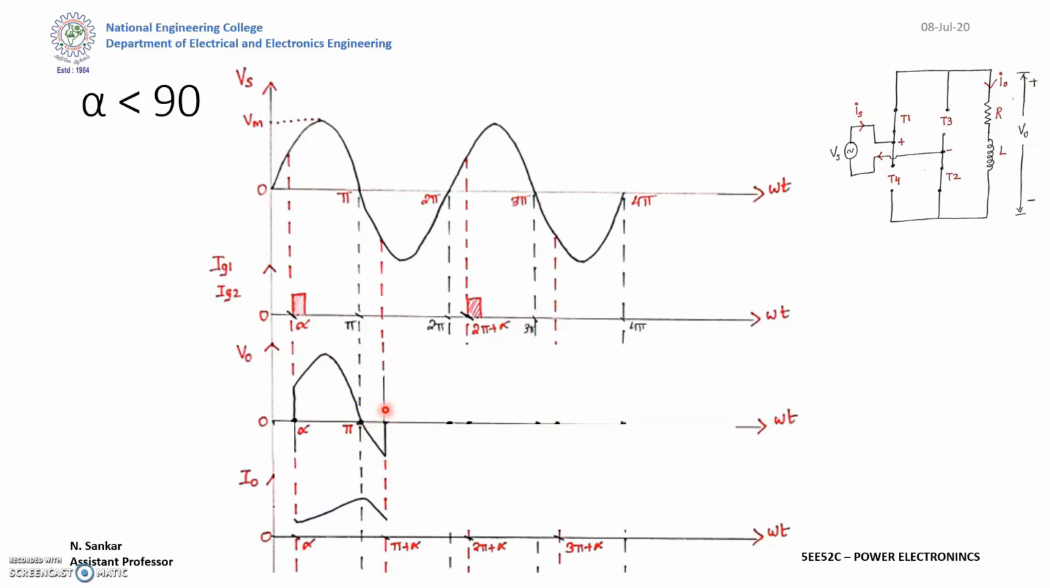Here, another thing is the alpha, that is the firing angle we have taken, is less than 90 degrees. So this point will be 90 degrees. We are choosing a firing angle which is less than 90 degrees. So just make note of it. I will let you know why we are choosing the firing angle less than 90 degrees in the upcoming slides.